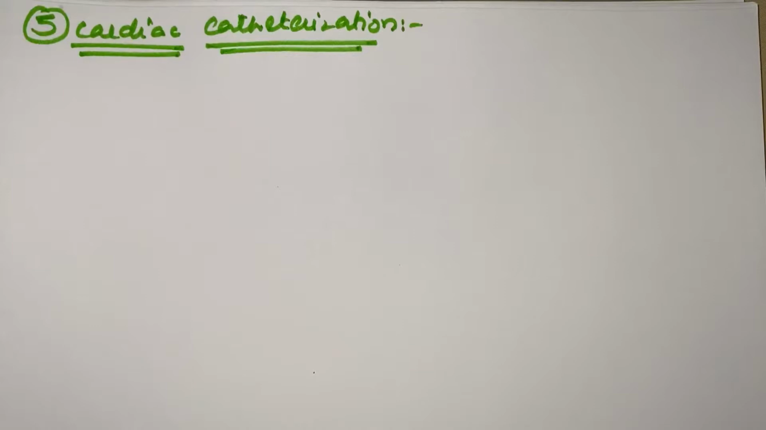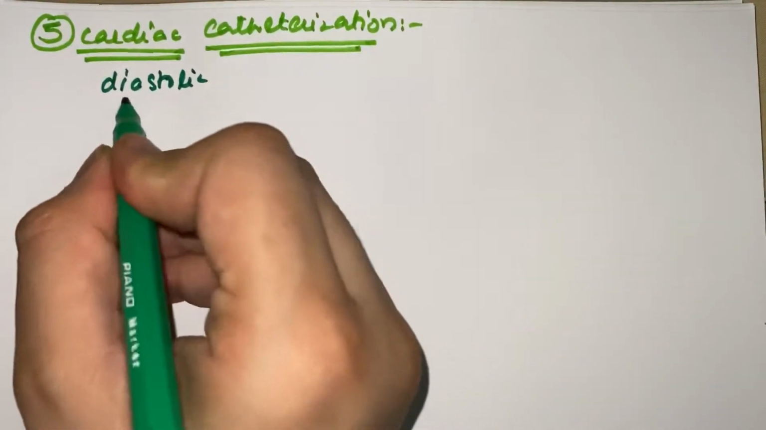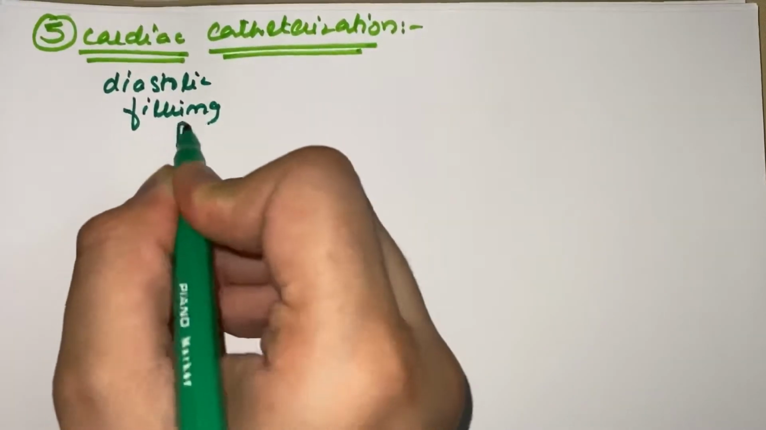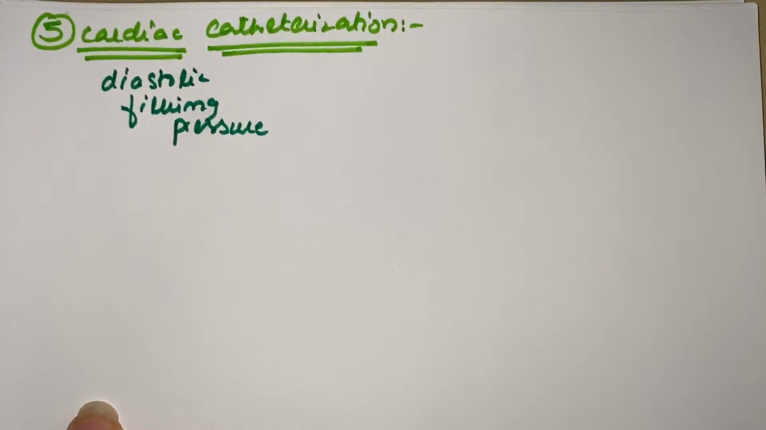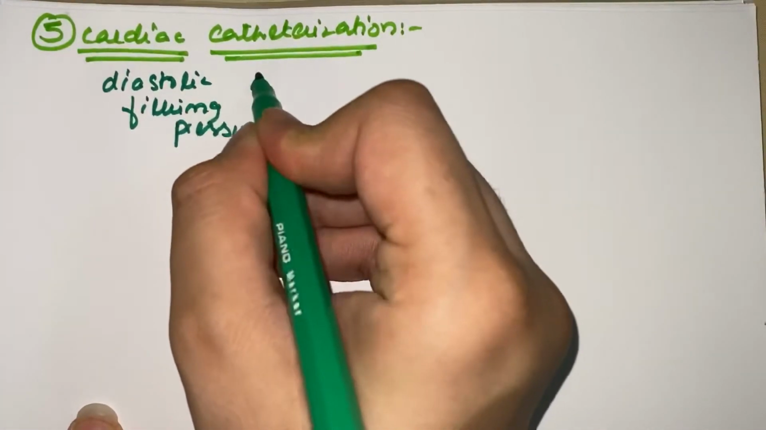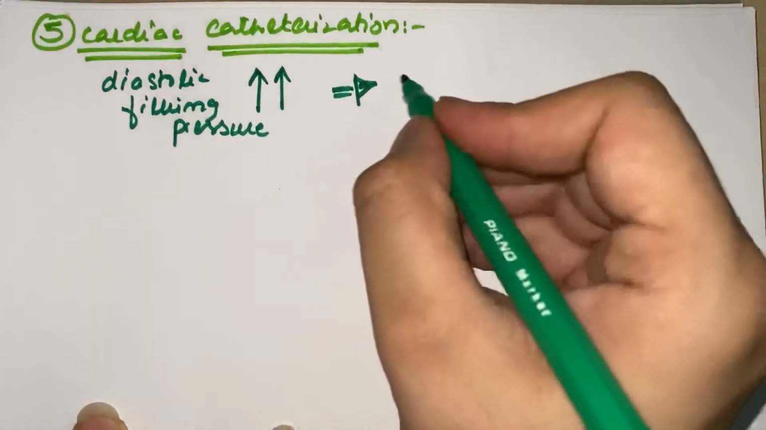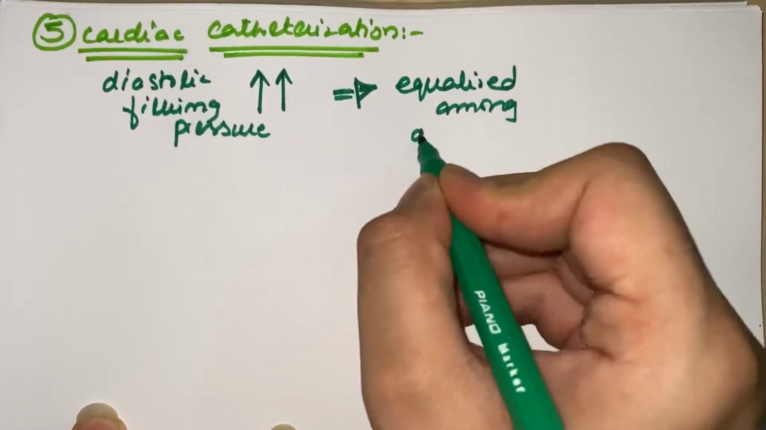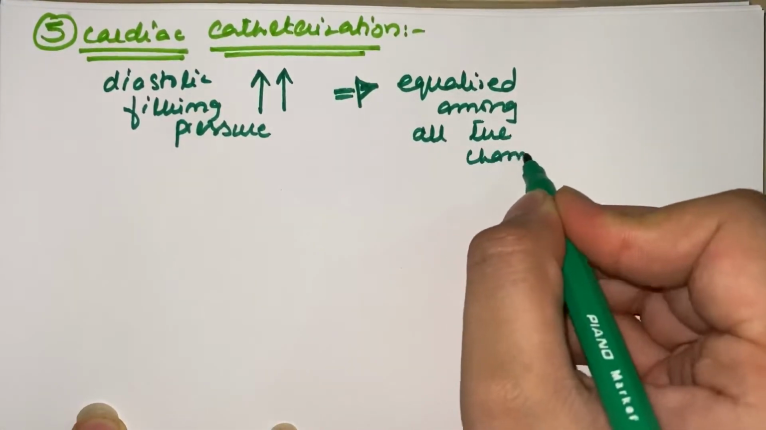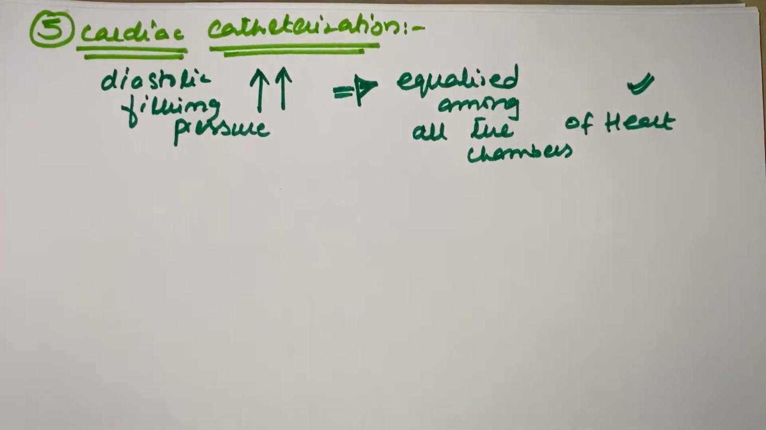As we discussed in the start, the characteristic finding in this disease is that the diastolic filling pressure is elevated. Why? Because of course the heart can't relax properly, so there is increased pooling of blood within it. So diastolic filling pressure is raised, and very important, this elevated pressure is then equalized among all the chambers of the heart. Very important, equalized among all the chambers of the heart, and that will be seen on cardiac catheterization.